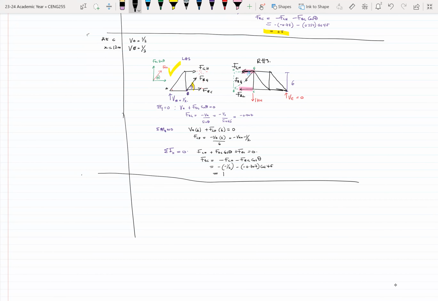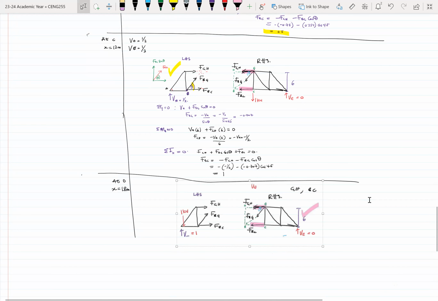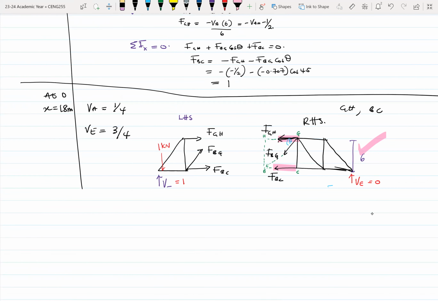So now at D, where X is what? 18 meters. Okay. Now where X is 18 meters, you'll see that the same idea is being used. So now at 18 meters, our VA is 1 over 4, and our VE is 3 over 4. So at 18 meters, that's at D.